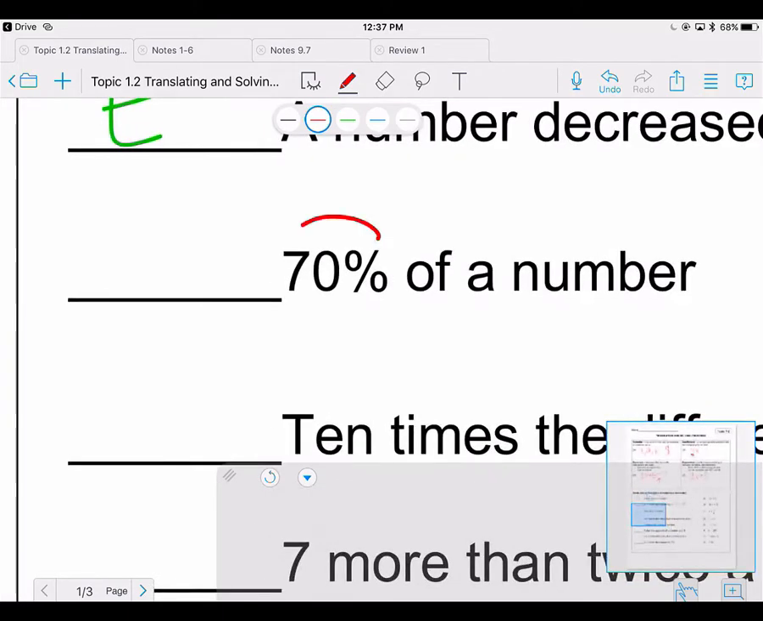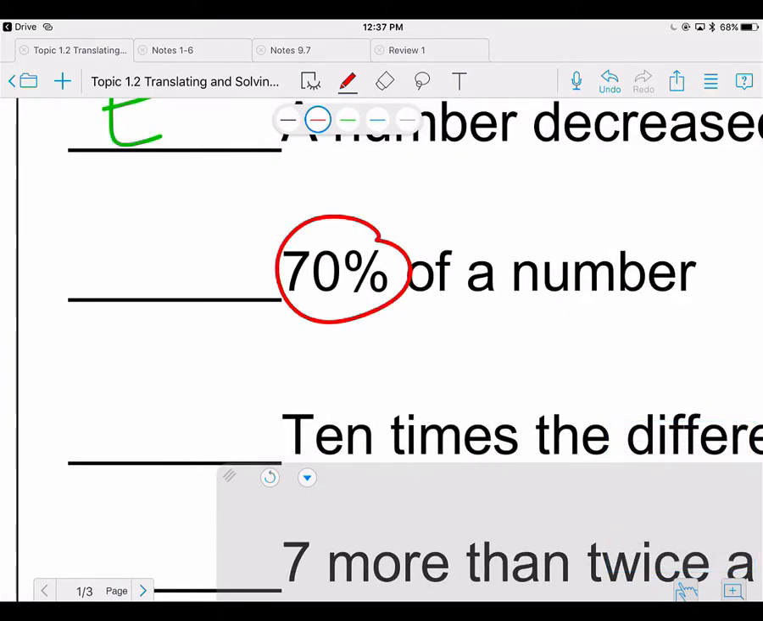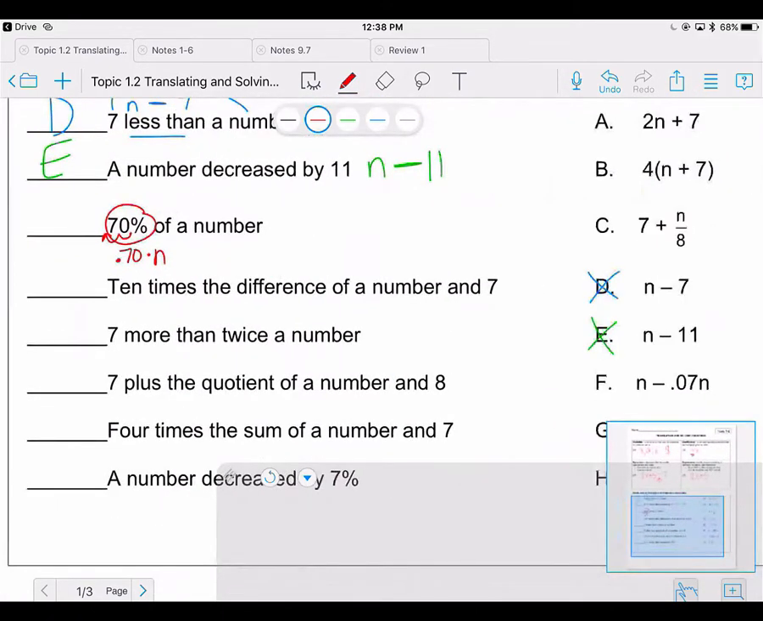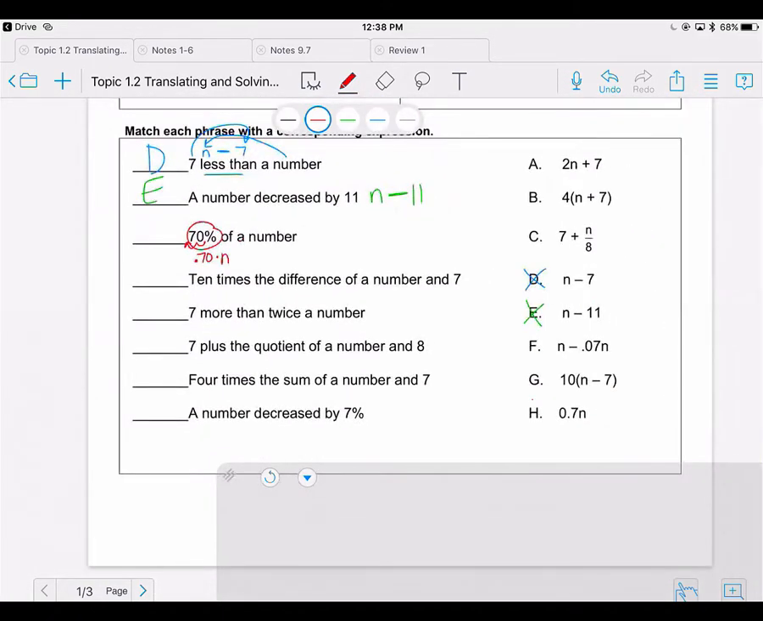70% of a number. 70%, first thing we have to do is turn it into a decimal. I tell my class percents are like Beyonce, Beyonce is the queen of percents, because when you have a percent, you move your decimal to the left, to the left. So your decimal is 0.70. Of tells us to multiply. A number could be represented with any letter. So 0.7 times n would be answer choice H.